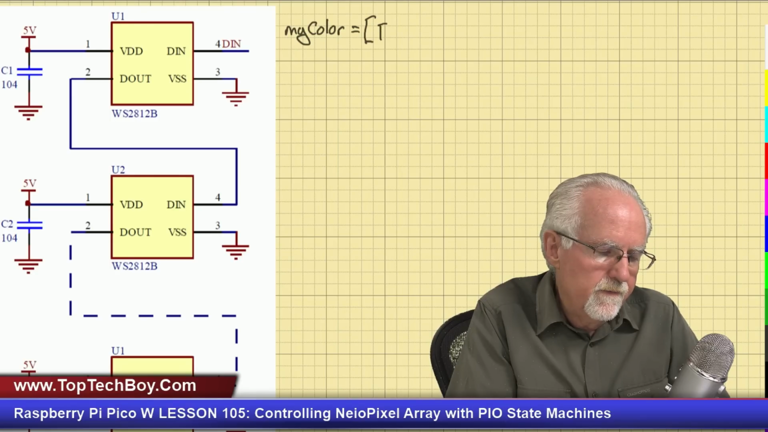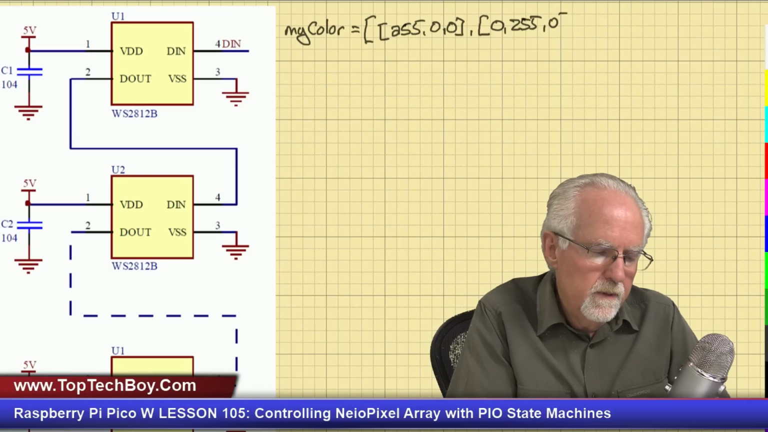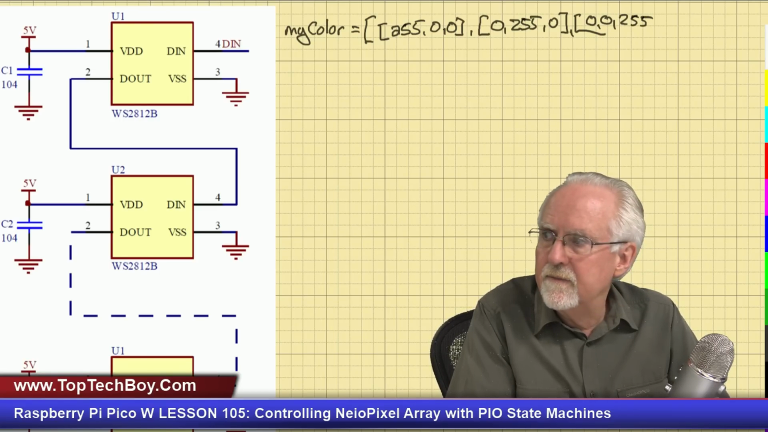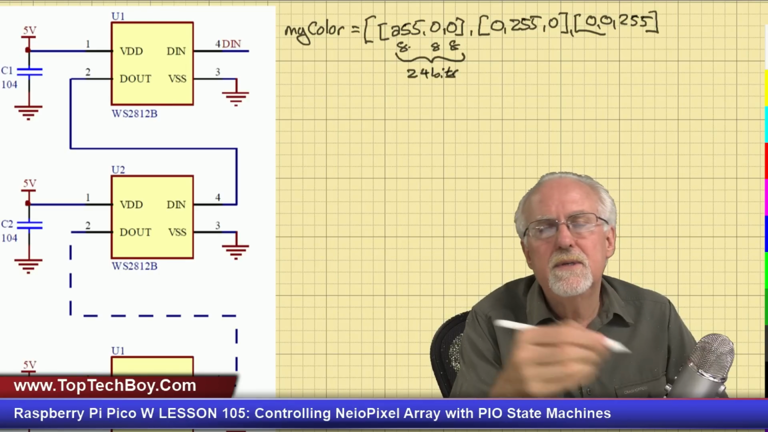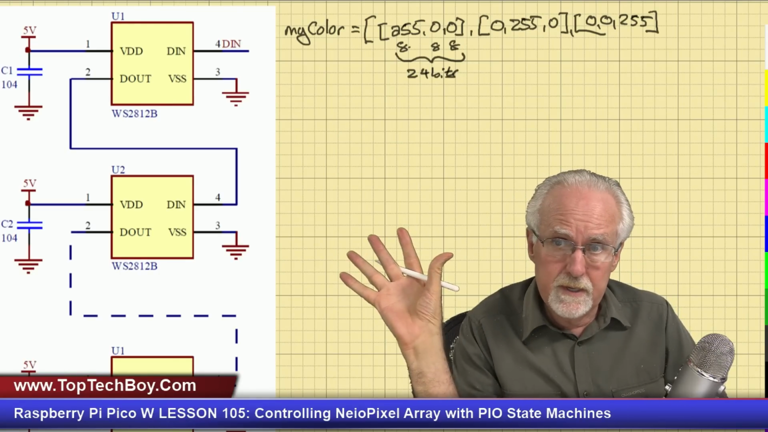And what did we say? The first was going to be red, 255, 0, 0. And then it's going to be green, which is 0, 255, 0. And then the third pixel is going to be 0, 0, 255, like that. Okay. Now, what we said is that this is 8, 8, 8, that is 24 bits. Now, why do you say 0 is 8 bits? Because everything's going to be 8 bits.